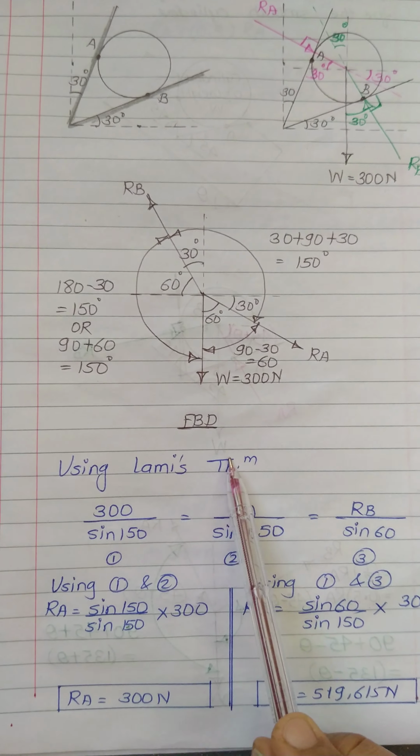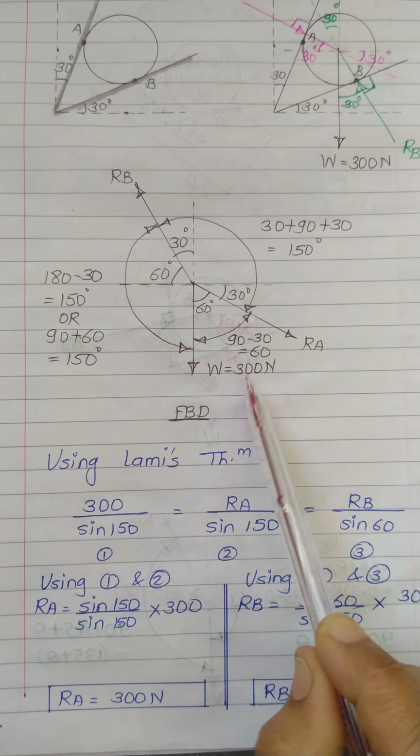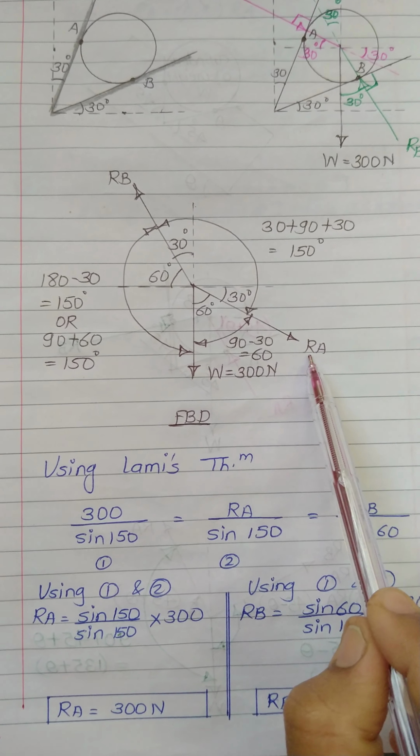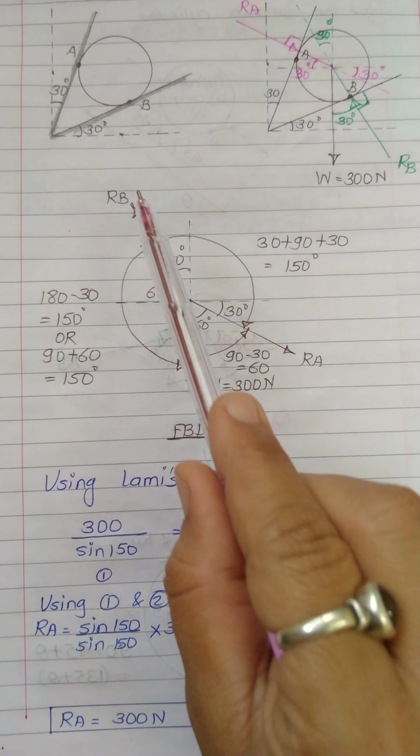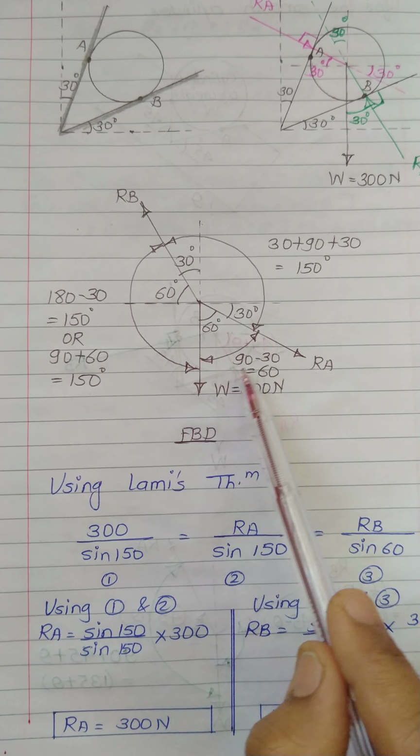Now apply Lami's theorem. So look, 300 upon sine of 150, RA upon sine of 150 equals RB upon sine of 60.